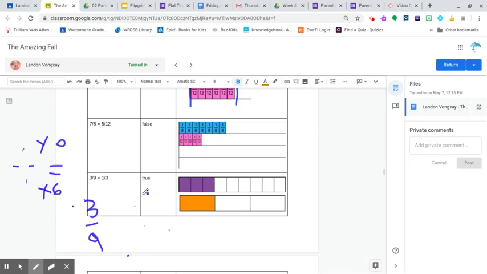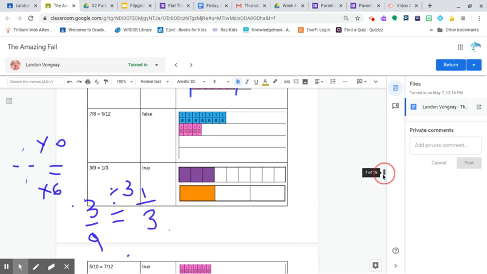3/9, 1/3. How do you go from 3 to 1? Well, you can divide it by 3. And whatever you do to the bottom, you do to the top. So 3 divided by 3 is 1. 9 divided by 3 is 3. So that becomes true. So that is true there.